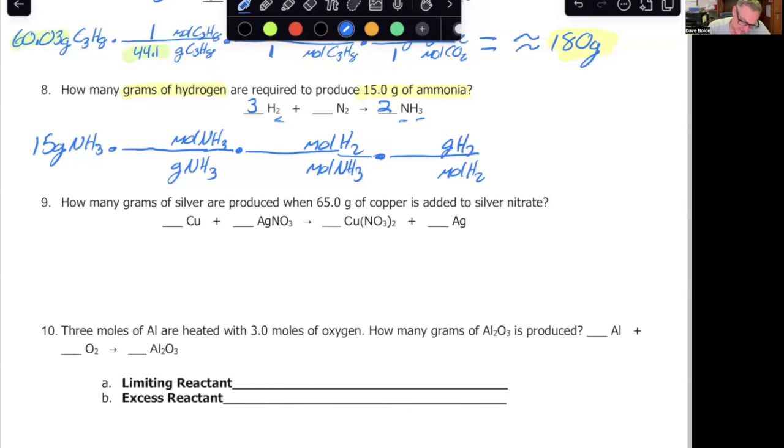Nitrogen is 2, and hey, nice, I've already got 2. So that's good the way it is. So 3 times 2 is 6, 3 times 2 is 6, 2 and 2. So 3, 1, and 2. These are my coefficients. This is my mole to mole ratio.